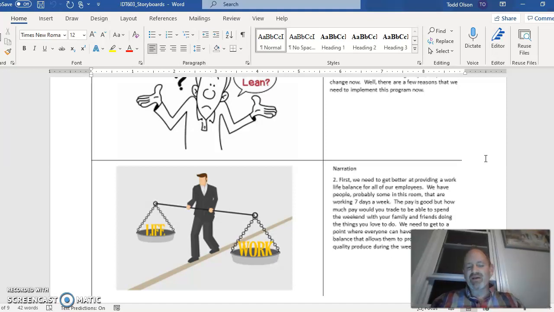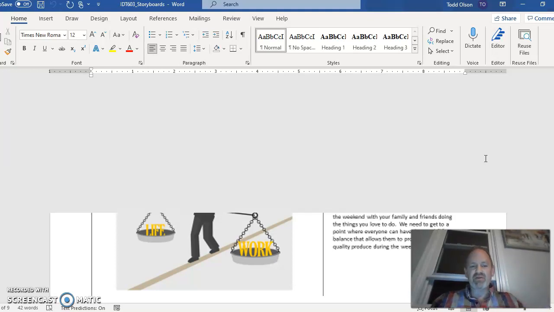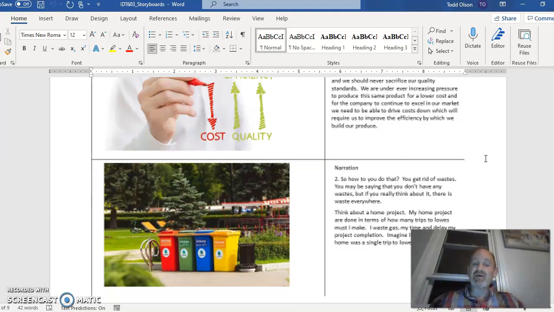And by getting a better work-life balance, we also cut our overtime. Right now we have people working 7 days a week. That's an untenable situation. So after we do that, we also tell them that, well, it's not just about giving you a work-life balance, it's also about improving our cost and efficiency while maintaining our quality.